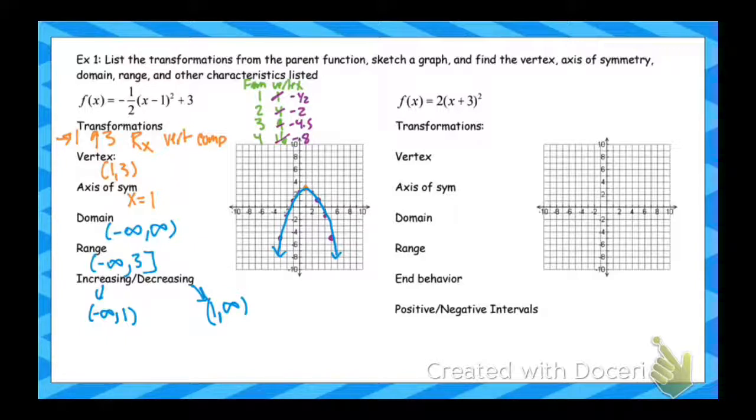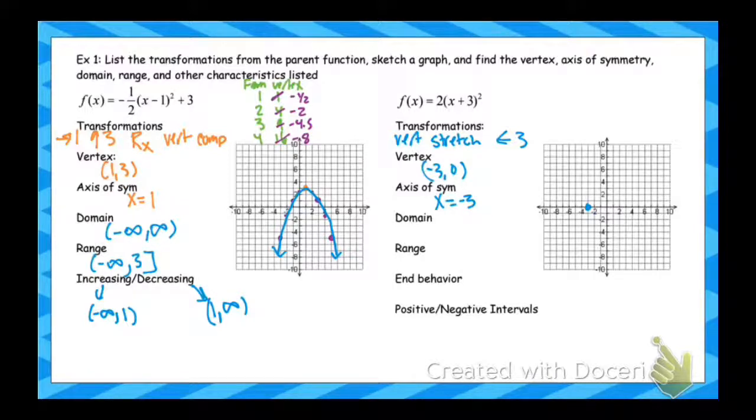All right, so now let's look at our next one. Again, let's start with listing the transformations. This graph has a vertical stretch, and this graph has gone left 3. So the vertex, h, k, so opposite sign, so negative 3, 0. So we'll plot that first. Axis of symmetry will be x equals negative 3.